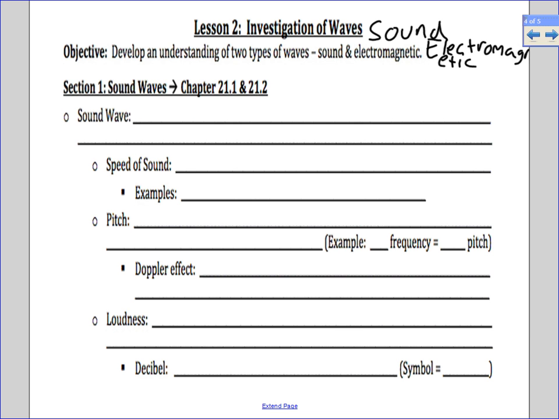All right. And the objective for this one is to develop an understanding of two types of waves. And like I said, sound and electromagnetic. Okay? And section 1 is going to deal with sound waves. And that can be found in chapter 21.1 and 21.2 and on pages 600 through 611. So you can refer to your textbook if you want to.